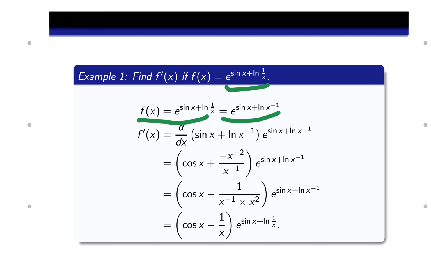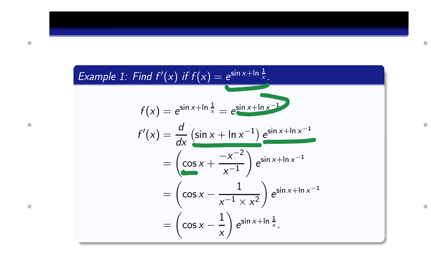And then to differentiate that, we just have f prime of x equals d/dx of that whole expression in the power, times the original expression. So d/dx of sine x plus ln x raised to power minus 1, times the original expression. Differentiate sine x, you get cos x. Then to differentiate ln x raised to power minus 1, that means differentiate x raised to power minus 1: bring down the power, that's minus 1 times x raised to power minus 1 minus 1. Minus 1 times minus 1, that's minus 2. So you have minus x raised to power minus 2 all over x raised to power minus 1, the original expression.